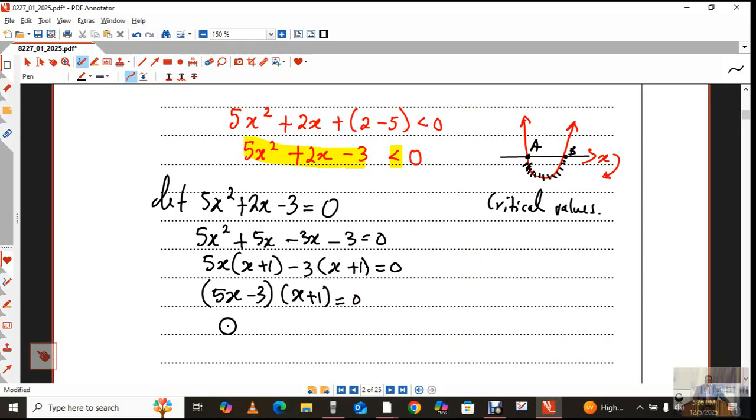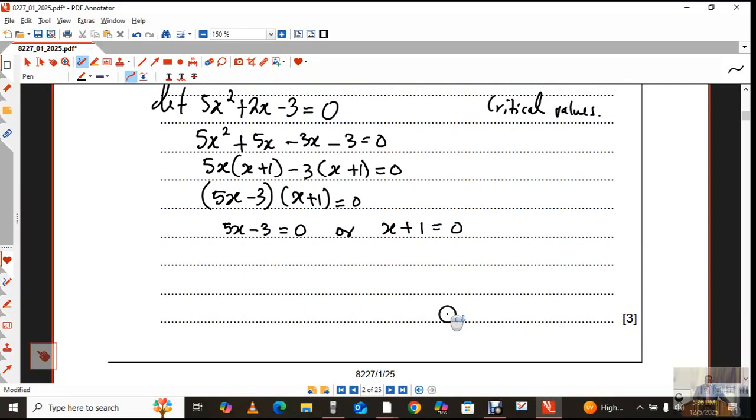And anything equal to 0 implies that 5x minus 3 is equal to 0, or x plus 1 is equal to 0. Right, so at this level, I do expect you to be able to solve this. This is x equals 3 divided by 5, or 0.6, or this is x equals -1. So what is my solution going to be then? Well, because I found my critical values and it's below, the big number comes on this side and the small number comes on that side. That is the set of values that you are going to find.